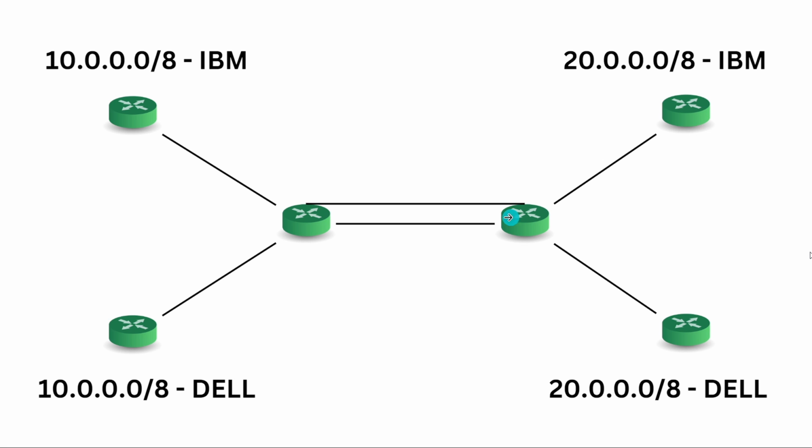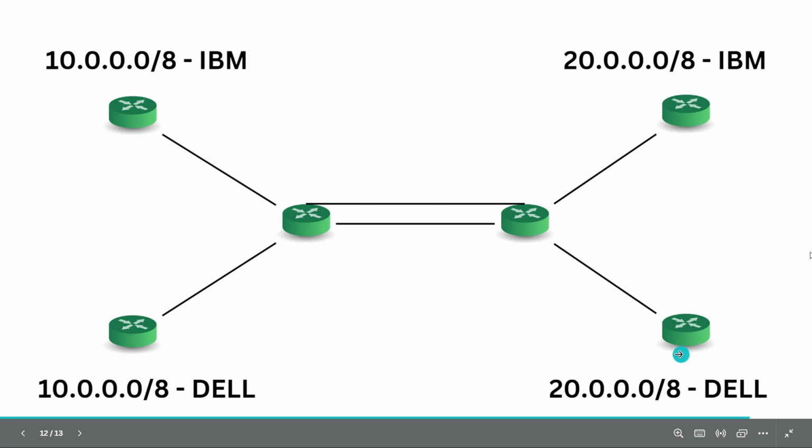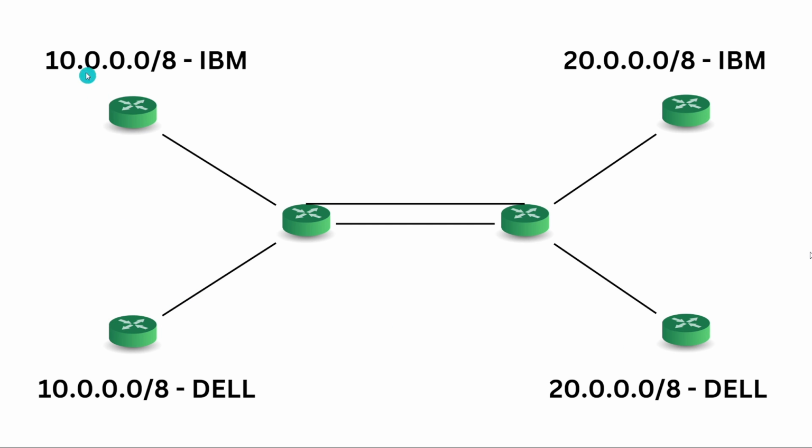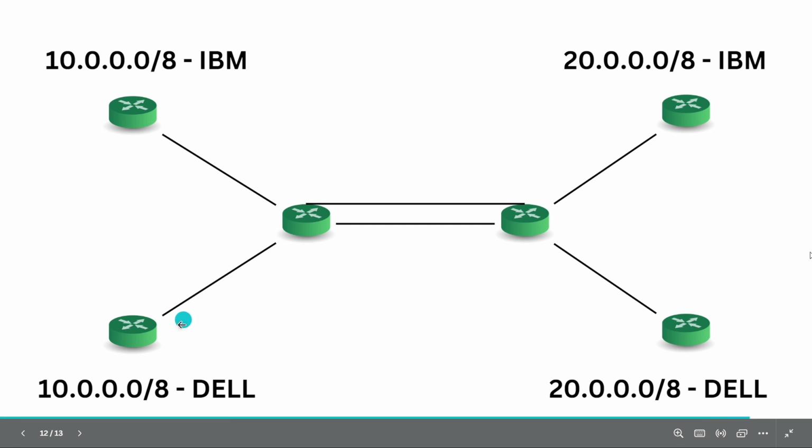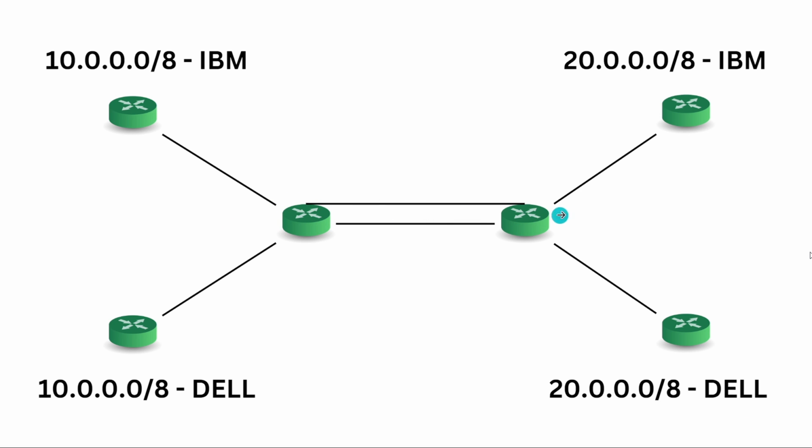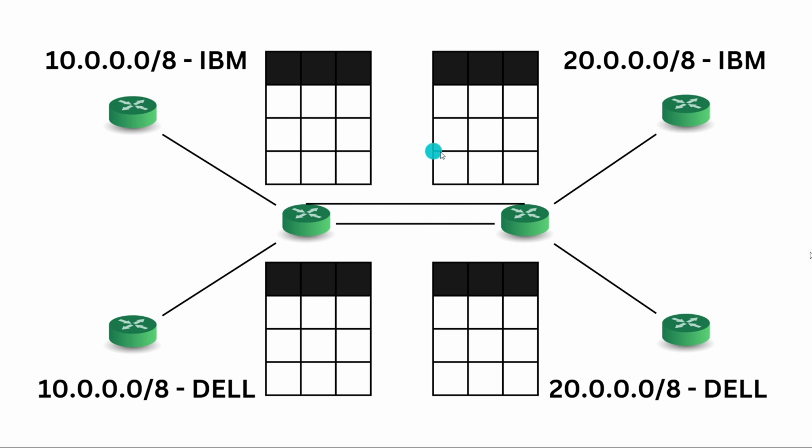So the problem is, this IBM and the Dell have the same subnet. You can see 10/8, 10/8, 20/8, and 20/8. So now in order to distinguish IBM's 10 and Dell's 10, we'll be configuring VRF on these two routers. This is what it looks like: one routing table for IBM, one routing table for Dell. So these both routers will have three routing tables, one for the default, one for IBM, and one for Dell, and this router also.